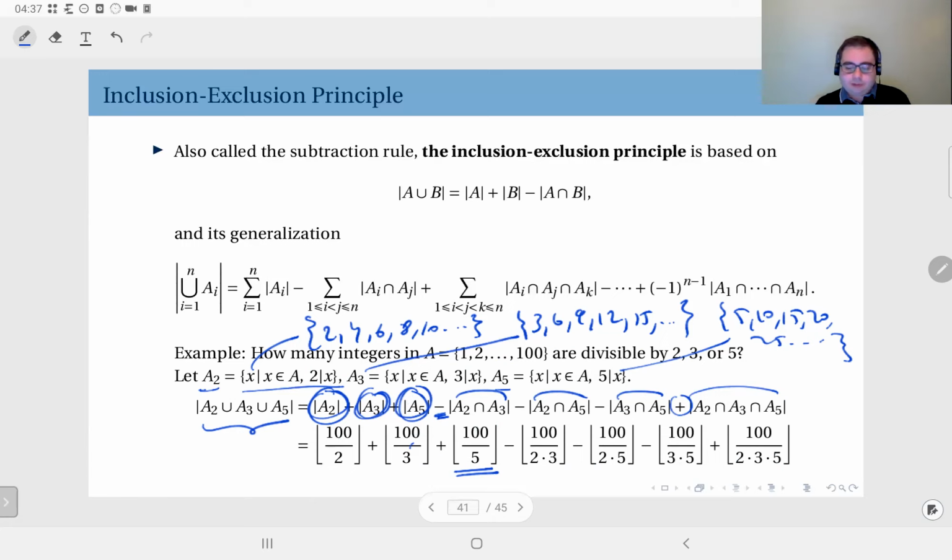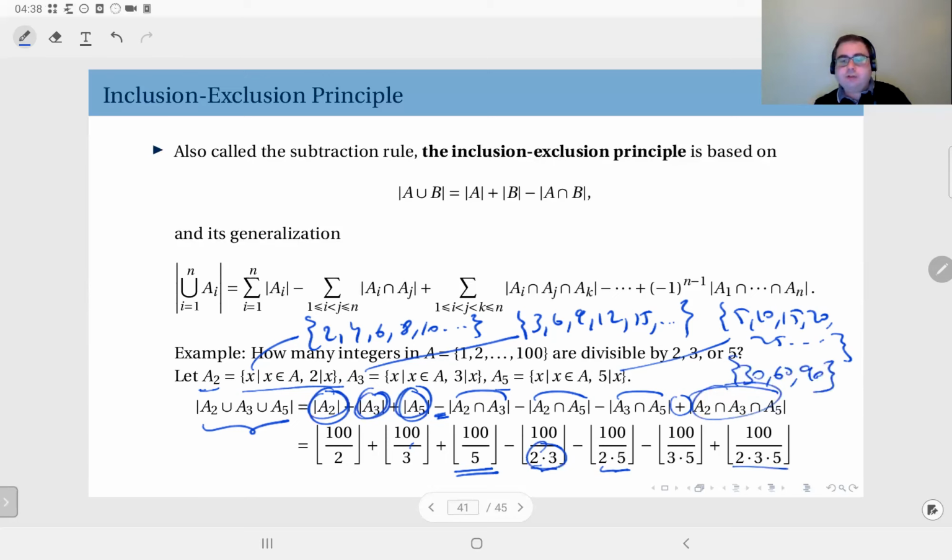For the intersections, you have to multiply because you are looking for the numbers in both sets, which means the intersection of A2 and A3, for instance, consists of numbers that are divisible by both 2 and 3, which means they will be divisible by 2 times 3 is 6, and so on. And this intersection will be the numbers that are divisible by 2 times 3 times 5, which is 30. So here, in fact, it will have just 3 elements, 30, 60, and 90.